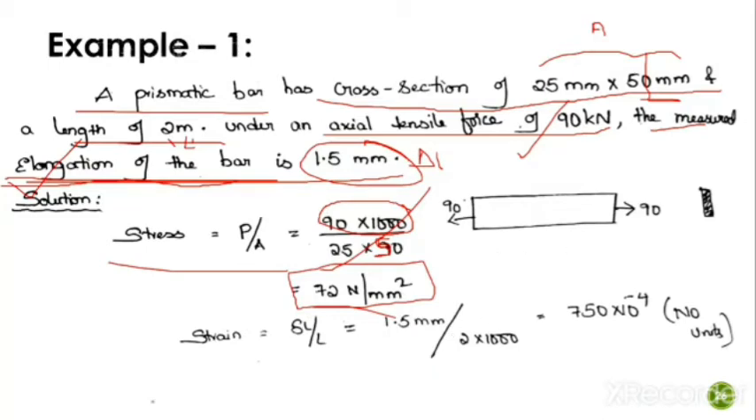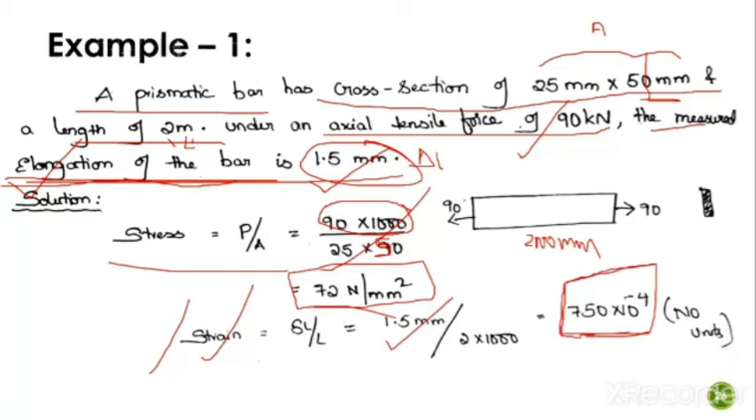Now calculate the strain. If you see this figure, the length of the bar is 2000 mm, and the increase in length is 1.5 mm. So strain is nothing but increase in length divided by original length. This is equal to this value. What does this value represent? I told you while discussing the definition of strain, this is the change in length per unit length of that bar.